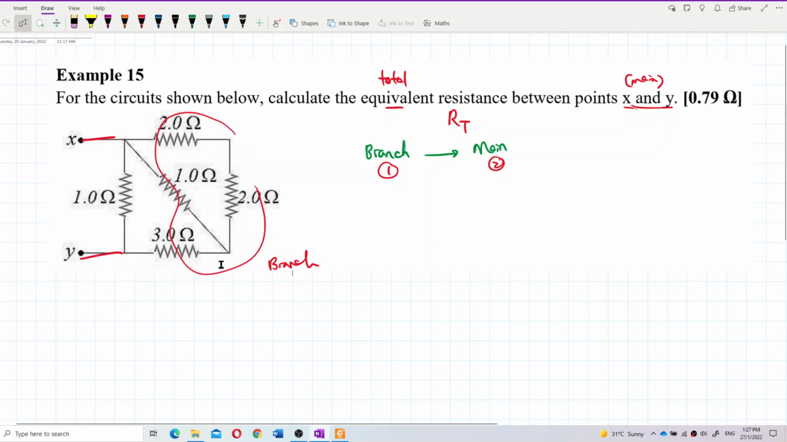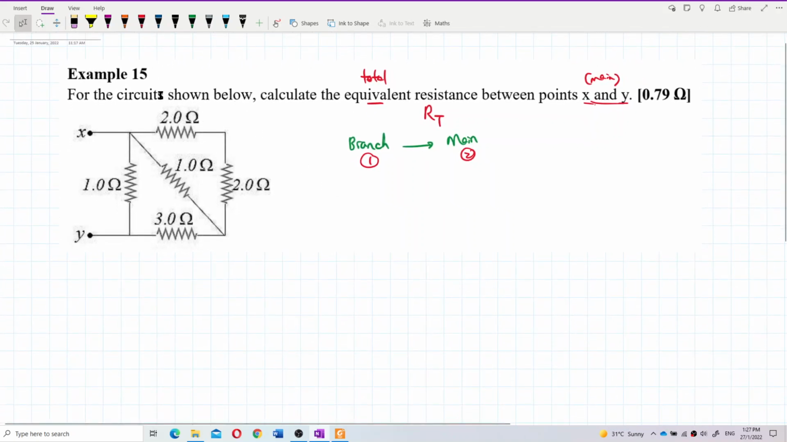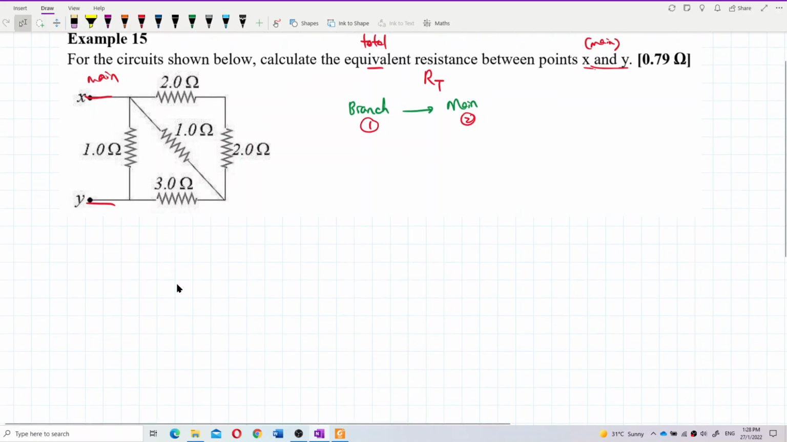If you cannot see from here, you better redraw the diagram to make it into main circuit and branch circuit more clearly. So let us do it now. I want to redraw this diagram to make it easier for you to see. This is the main circuit, X and Y is the main. So I start from the main circuit first. I make it this way. So this is my main circuit.